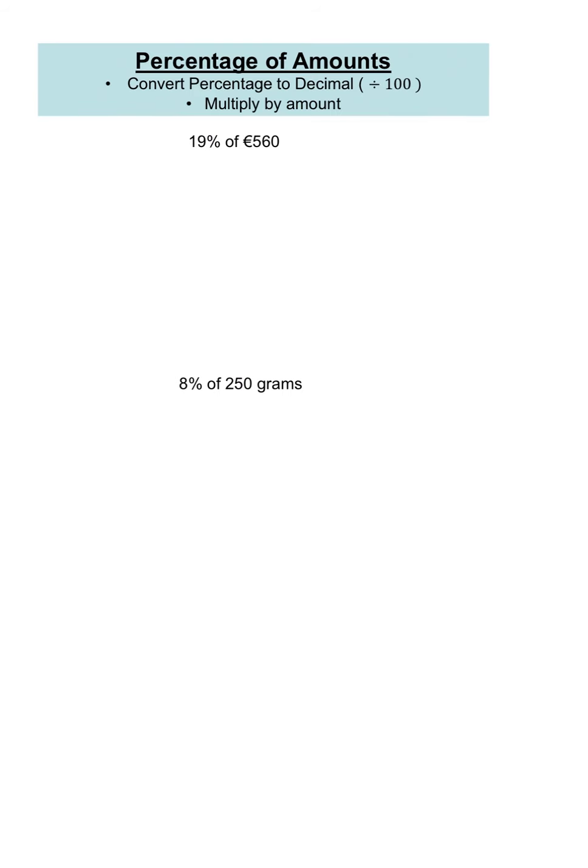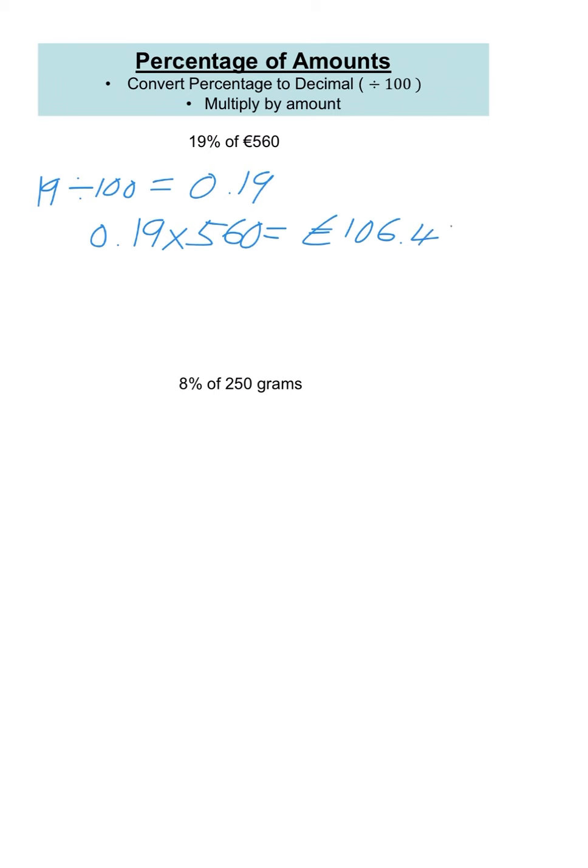So how we do this, first of all, we convert our percentage to a decimal, and we do that by dividing by 100. So in the first question here, 19%, so I'm going to do 19 divided by 100, and that's 0.19. Then we multiply that decimal by our amount, so 0.19 times 560, and that equals 106.40.